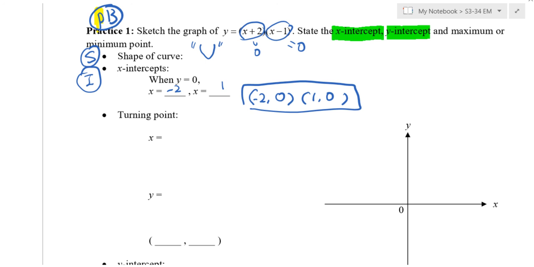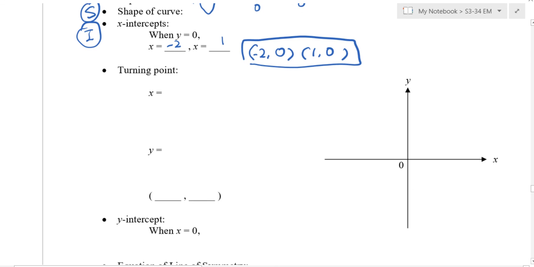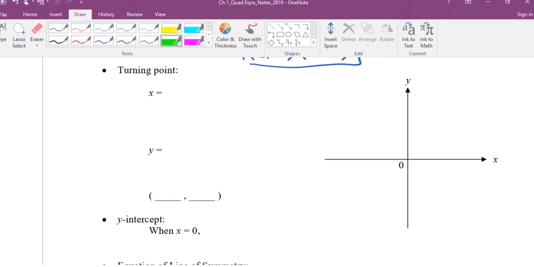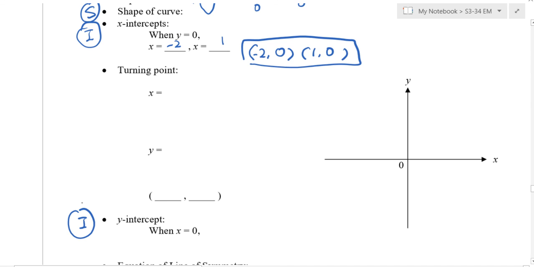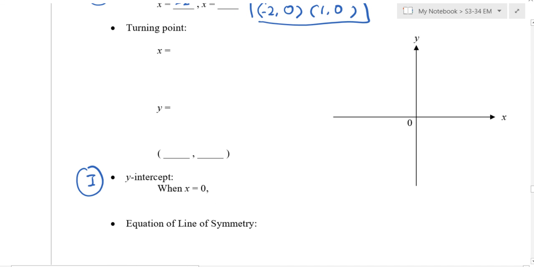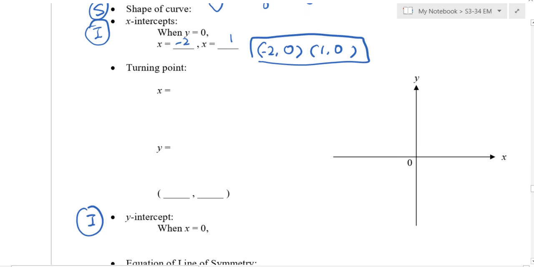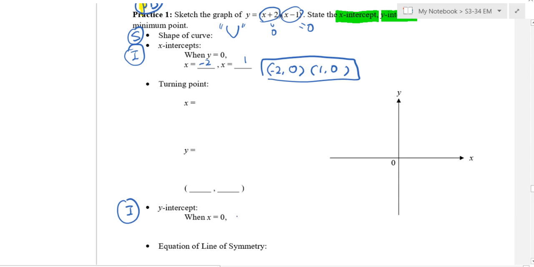Right, so since they want the y-intercept, can we do the y-intercept first? Let's go back to I again. Y-intercept. What is the y-intercept? Let x be 0. So literally you put inside the equation. Matthew, can you help me? Y equals to what? 0 plus 2. 0 minus 1. 2 is 2. 0 minus 1 is negative 1.